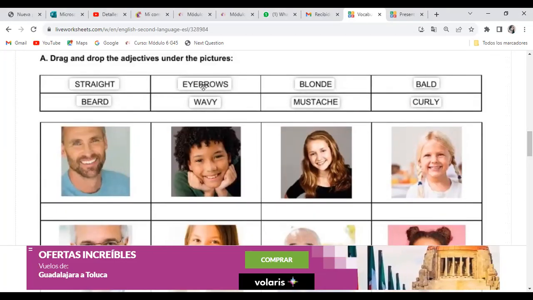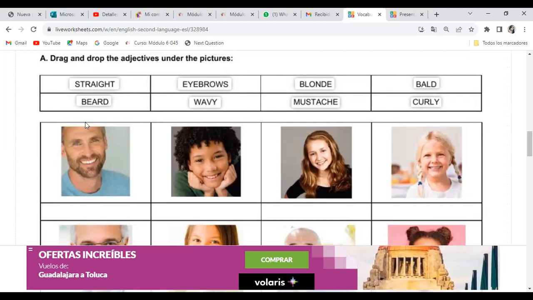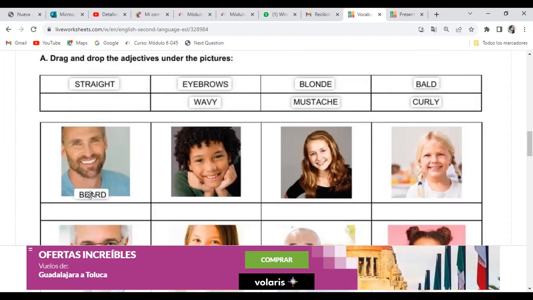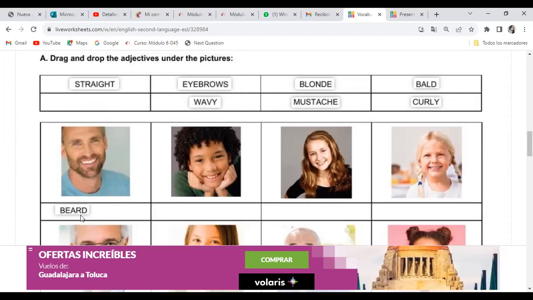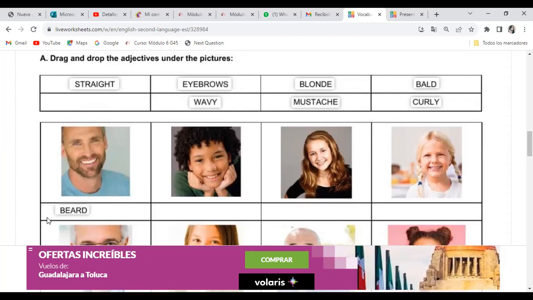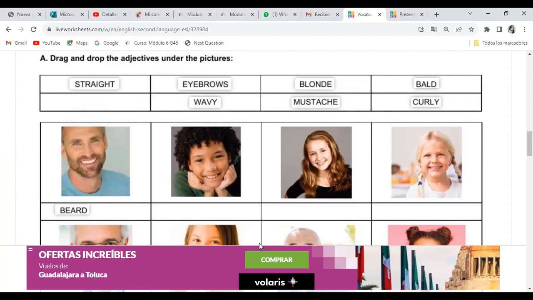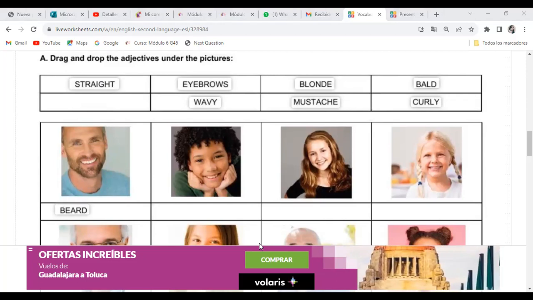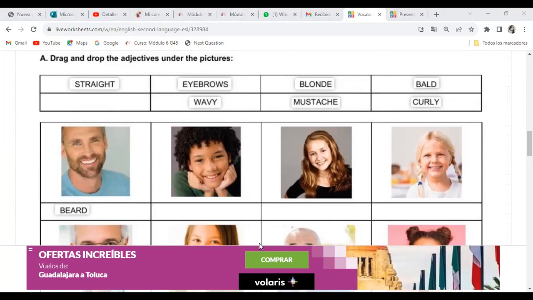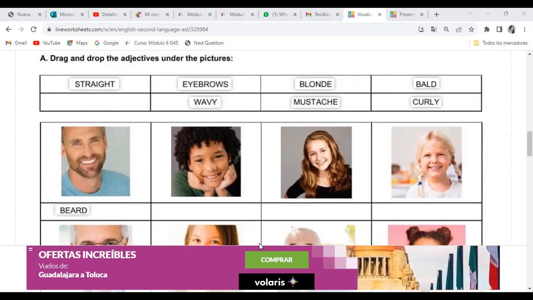Entonces, ¿cuál de estas palabras quedaría con la primera? Beard, ¿están de acuerdo? Y pues barba es un sustantivo, entonces yo como lo diría, él tiene barba. ¿Cómo dirían eso en inglés, chicos? Él tiene barba. ¿Alguien me lo puede decir? Recuerden los verbos, el verbo ser o estar o el verbo have. ¿Qué verbo utilizarían en este caso?